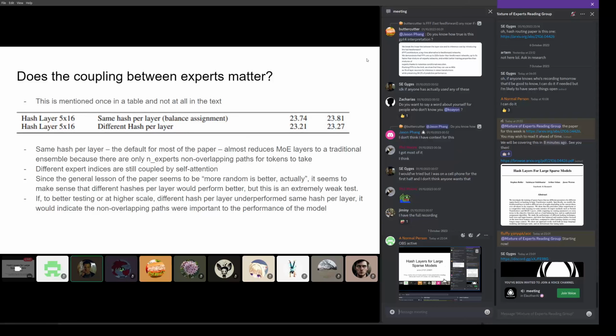So that's my number one ablation that I wish they had done, is more testing with this and more figuring out how much it matters whether expert indices are always the same or different. Oh, and if it turned out that expert indices always being the same was better, it would actually mean that you are better off having essentially n parallel experts versus having expert layers where every expert can talk to every other expert on every other layer.